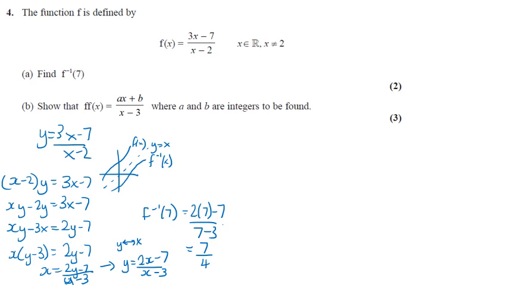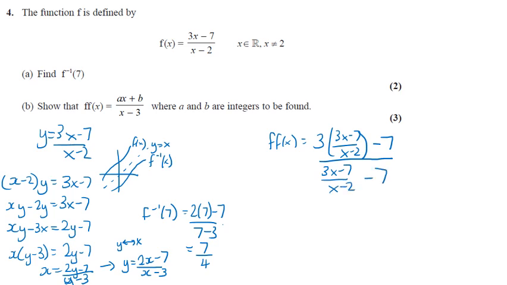Okay, so to compose f and f together, we have to substitute one f of x in place of the x's in the original function. So f of f of x is equal to 3, and then instead of x, we put 3x minus 7 over x minus 2, and minus 7. And in the denominator, instead of x, again, we substitute f of x. So we get that.